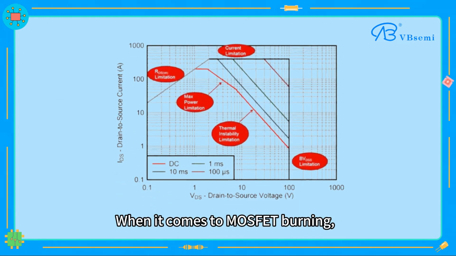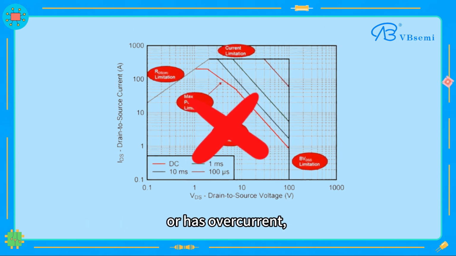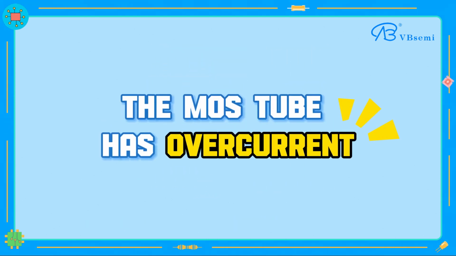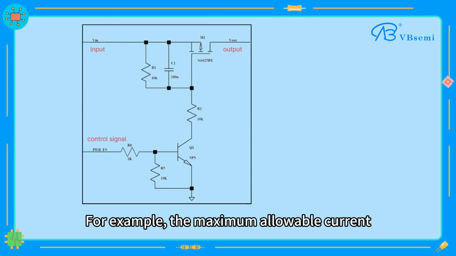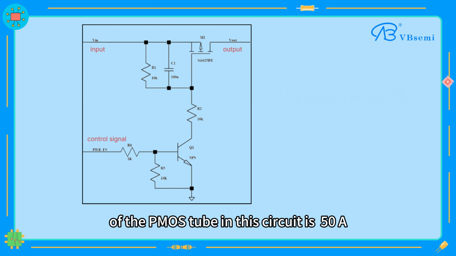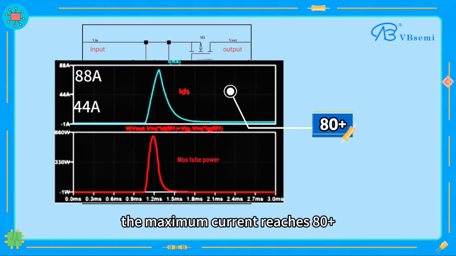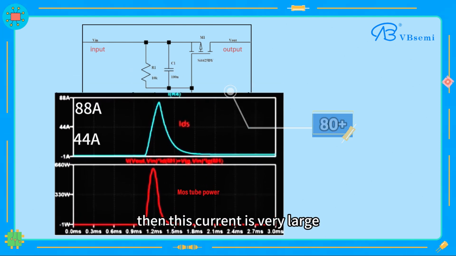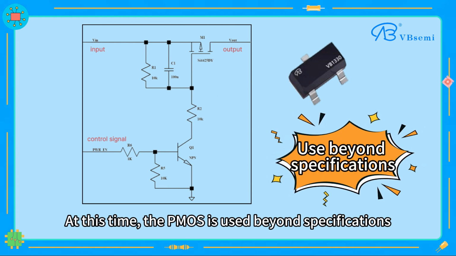When it comes to MOSFET burning, it is usually because it is working outside the SOA or has overcurrent, such as the MOS tube has overcurrent. For example, the maximum allowable current of the PMOS tube in this circuit is 50 A. When the MOS tube is turned on, the maximum current reaches 80 plus, and this current is very large. At this time, the PMOS is used beyond specification.